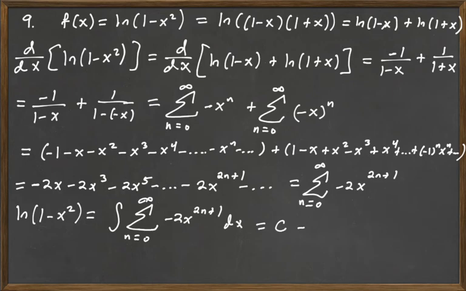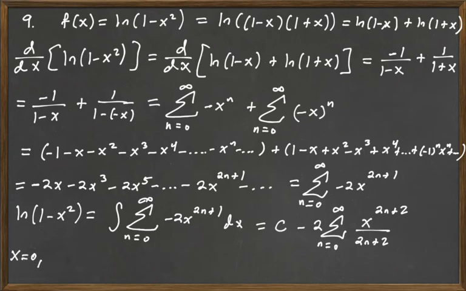So when we integrate that, we're going to get a constant of integration, and we're going to integrate the negative 2. Let's see, the negative 2 will slide out, and the x to the 2n plus 1 will add 1 to that exponent, so it'll be x to the 2n plus 2, and then we'll divide by the exponent of 2n plus 2. Okay. Then to solve for the constant of integration, let's pick a value for x.